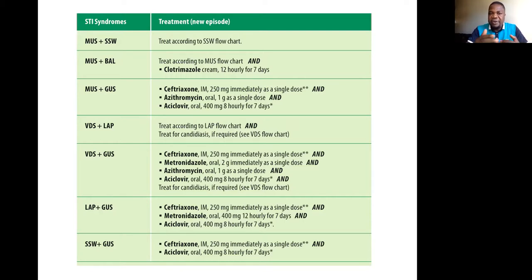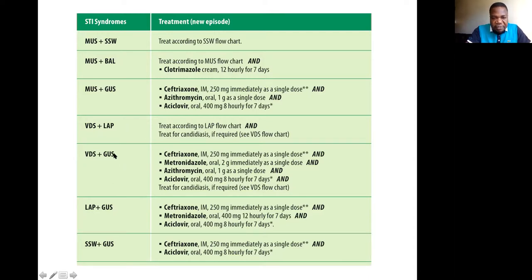But if you suspect that the patient might have syphilis, you can repeat a dose of azithromycin a week later. Otherwise, if you have to give ceftriaxone injection, penicillin injection, then azithromycin and acyclovir, it will be too much. So you start this patient on ceftriaxone, azithromycin, and acyclovir. Then you invite the patient after a week, and you repeat a dose of azithromycin.